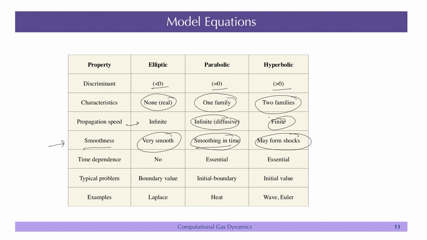And then the time dependence is essential. Sometimes the space can play the role of time. That means that just like time cannot go negative, the space also cannot go negative, so basically it has to go from a certain space, a certain boundary. The examples we discussed are the Laplace, heat, wave and Euler equations. The elliptic is basically a boundary value problem, parabolic is an initial boundary value problem, and hyperbolic is an initial value problem. So, we will stop here.